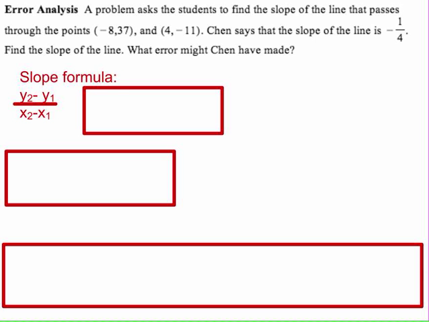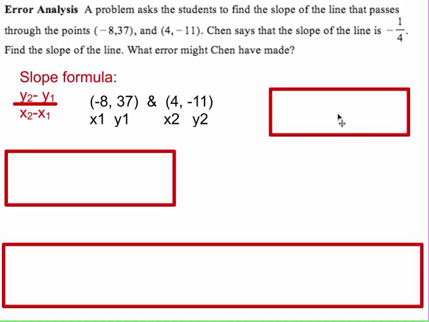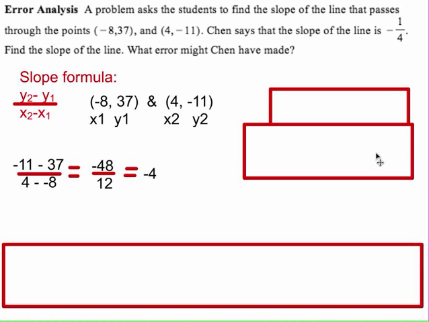Again, we're going to start with our slope formula and labeling our points. So negative 8, 37 is our x1, y1. 4, negative 11 is our x2, y2. We're going to plug our points into the formula. So we get negative 11 minus 37 over 4 minus a negative 8. Negative 11 minus 37 is a negative 48. 4 minus a negative 8 is a positive 12. Negative 48 divided by 12 is a negative 4.